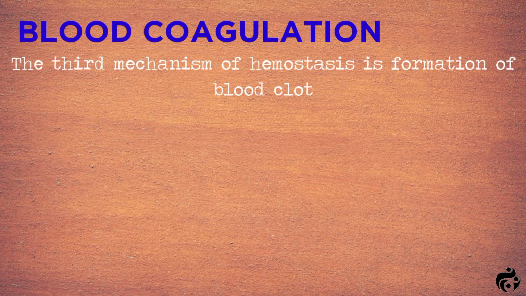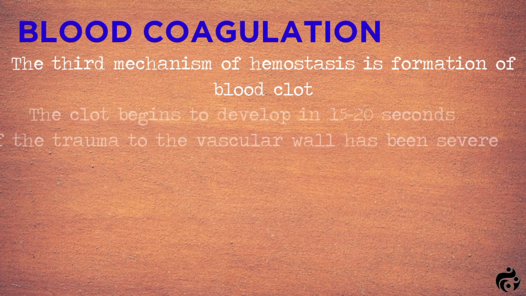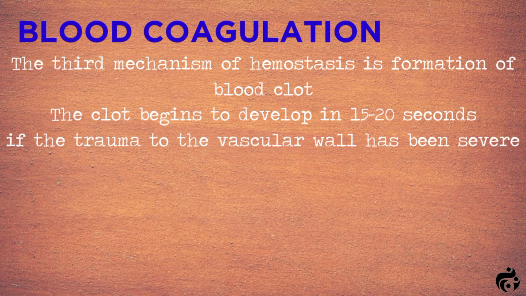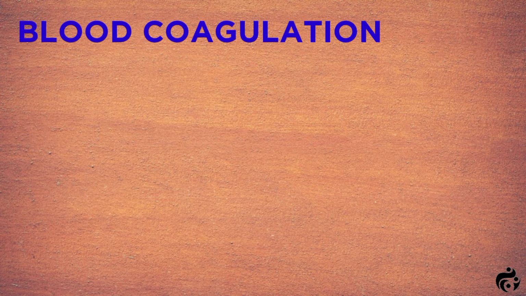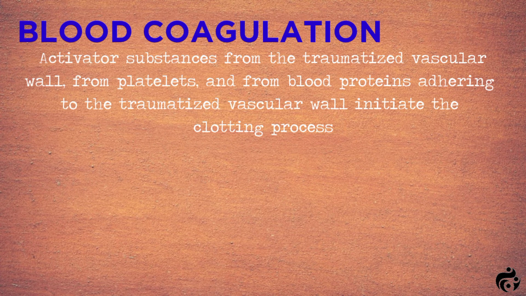The third mechanism for hemostasis is formation of the blood clot. The clot begins to develop in 15 to 20 seconds if the trauma to the vascular wall has been severe, and in 1 to 2 minutes if the trauma has been minor. Activator substances from the traumatized vascular wall, from platelets and from blood proteins adhering to the traumatized vascular wall initiate the clotting process. Now let's see the steps of the clotting process.